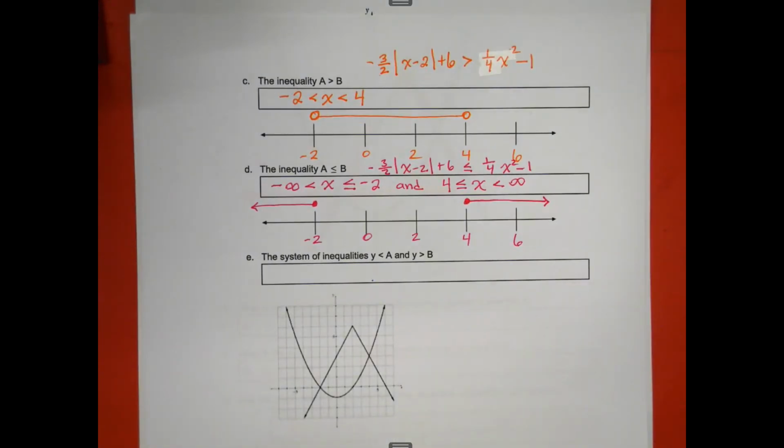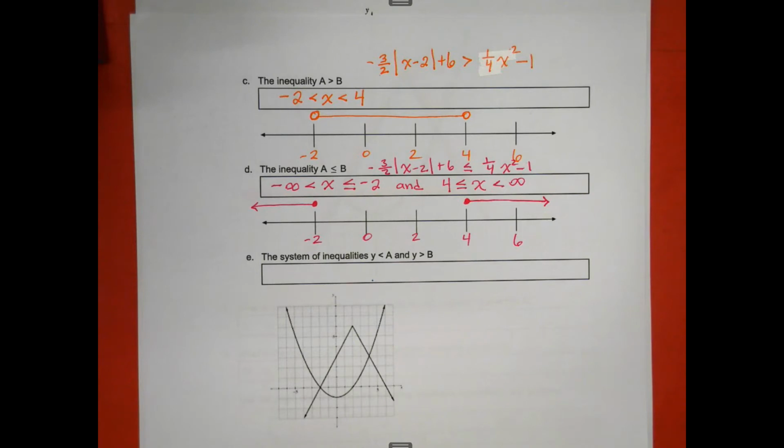For part E, we're going to look at the system of inequalities. y is less than a and y is greater than b. When we're looking at a system of inequalities, we're talking about ordered pairs. And there's an infinite number of ordered pairs that will make these two inequalities true. Therefore, we're going to have to shade an area in our graph.